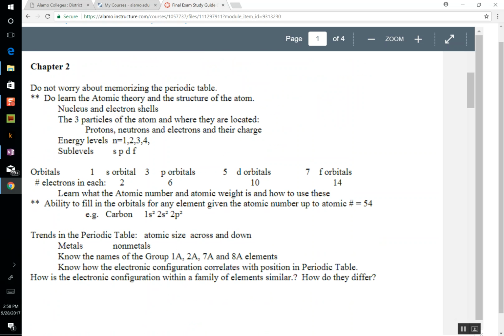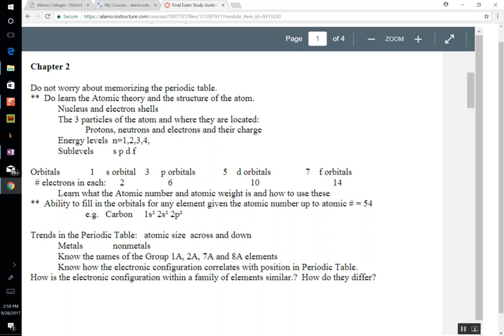Chapter 2. So atomic theory, structure of the atom, the principal particles of the atom, energy levels, sublevels, what the capacity of those sublevels are. This is the capacity. That should probably say S sublevel. The P sublevel. Yeah, I should probably change that. That should say P sublevel. There are 3 p orbitals, and they hold 6 electrons.